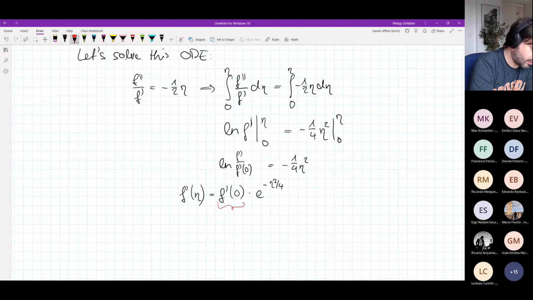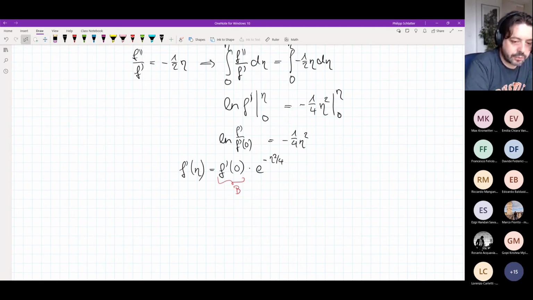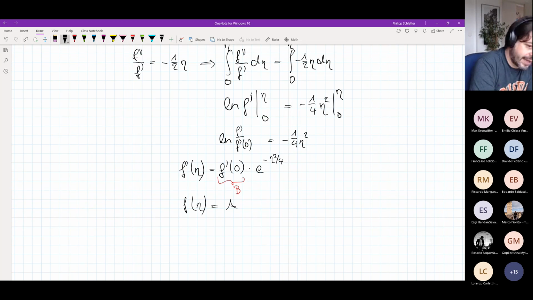I can now call this b if I want to introduce a simpler letter, because this is just a constant. It's f prime of 0, so that's just a constant value. So I still have an f prime, so I can do one more integral. So I can go from f prime to f by just integrating this once, and this would be an integration constant a plus the integral from 0 to eta of b times e to the minus eta squared over 4 d eta.